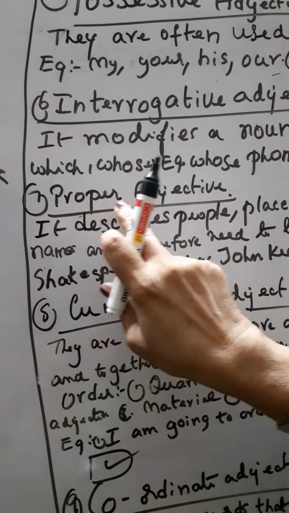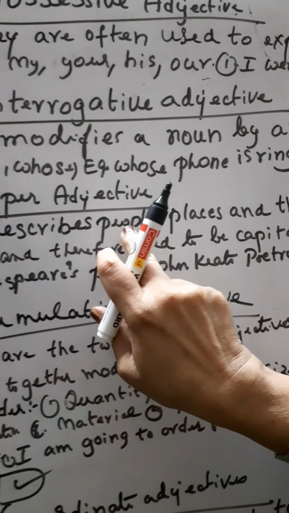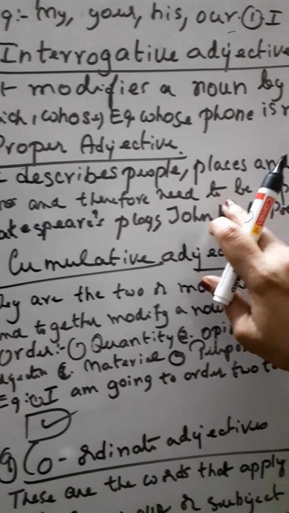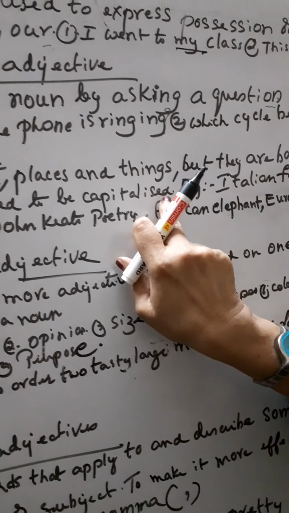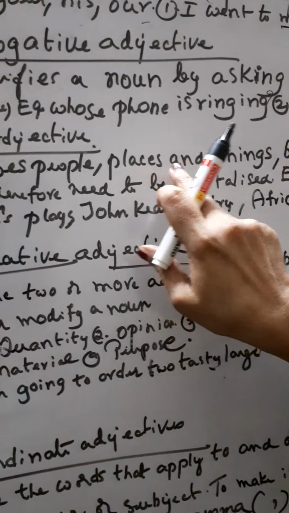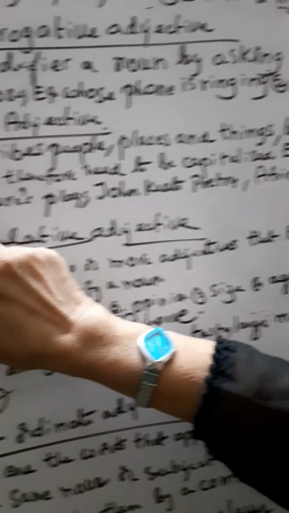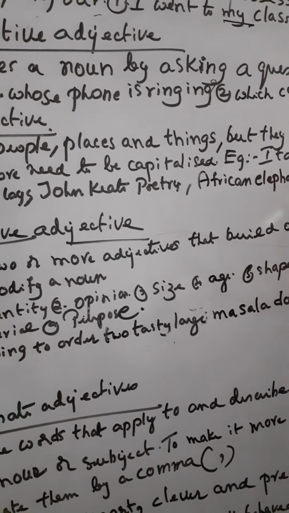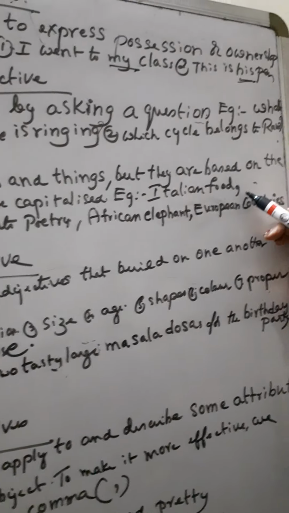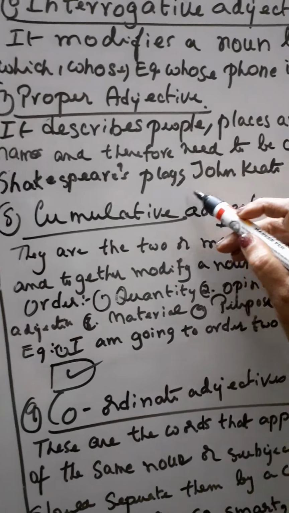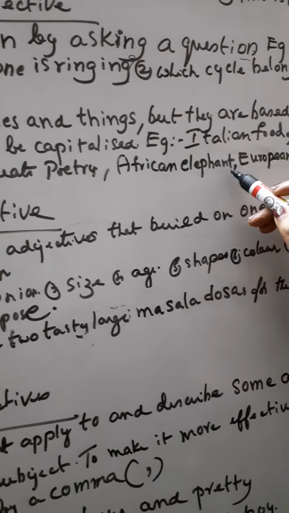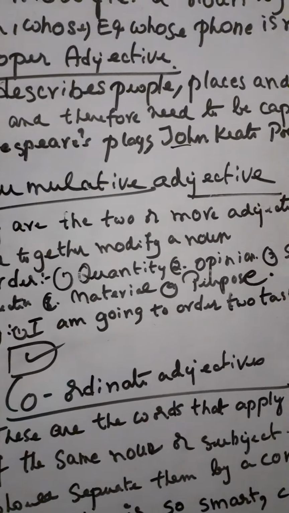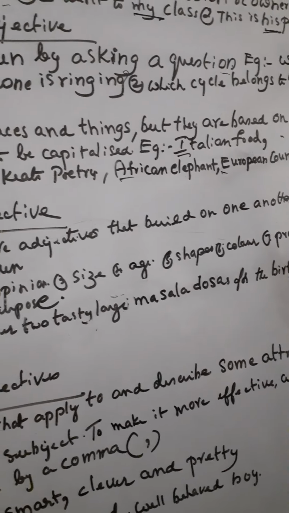Our next adjective is the proper adjective. It describes people, places and things, but they are based on names and therefore need to be capitalized. You have to write the starting of the word in capital letters. For example, Italian food, Shakespeare's plays, John Keats' poetry, African elephant, European countries. See, this is capital. That is why it is known as a proper adjective.